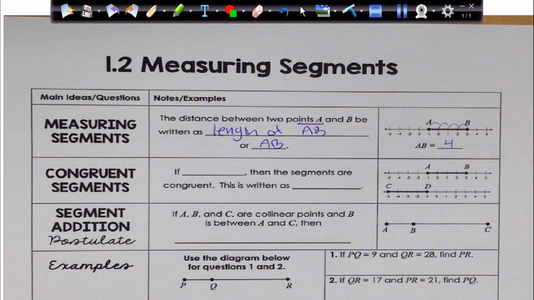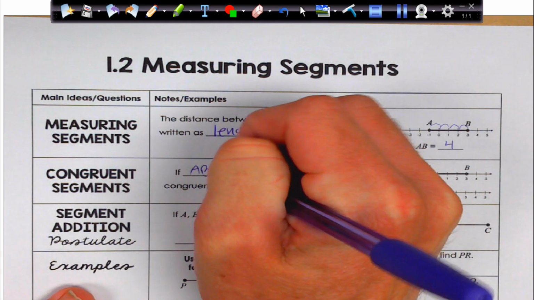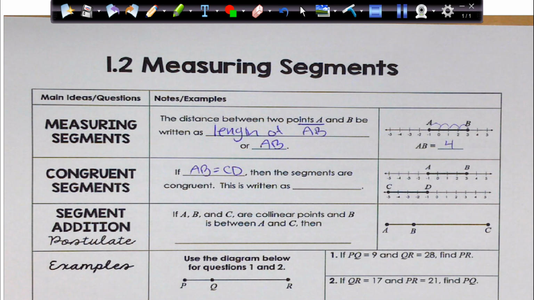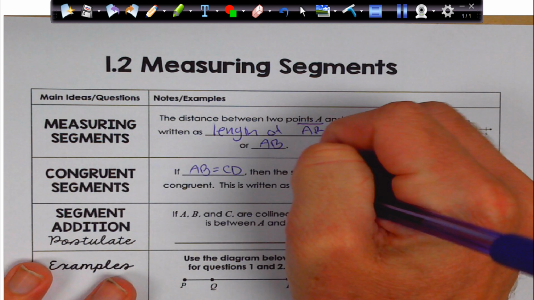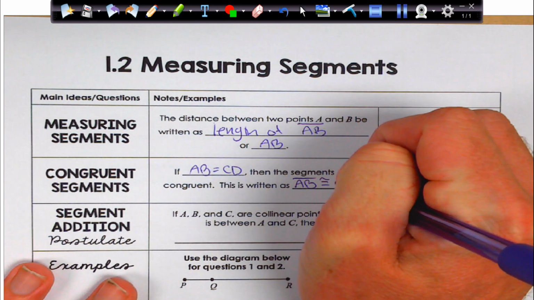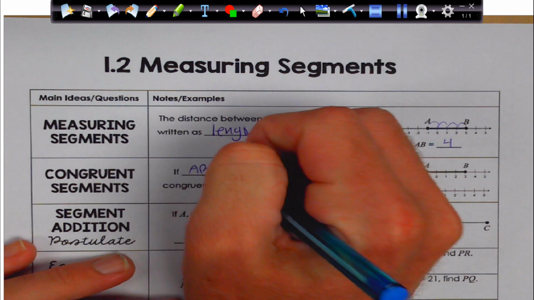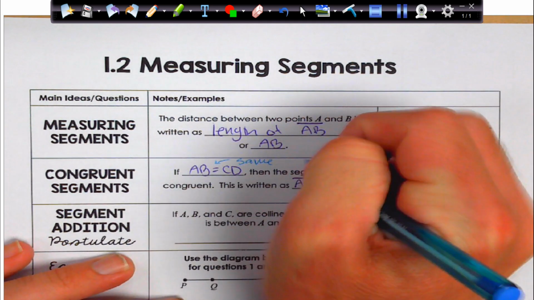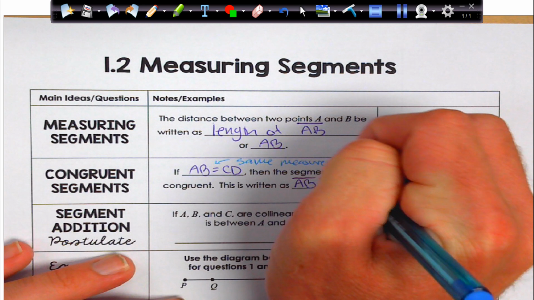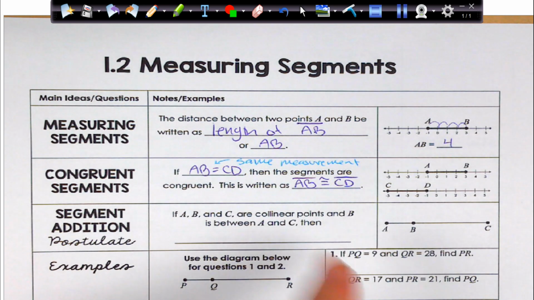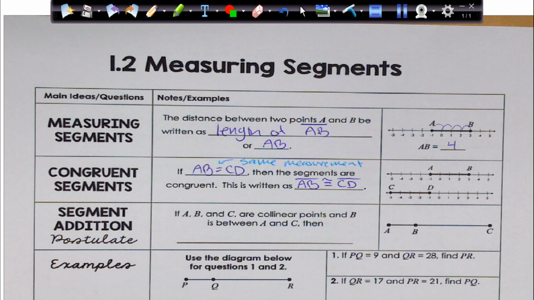Congruent segments. If AB is equal to CD, then the segments are congruent. And this is written as AB segment is congruent to CD segment. So basically what we're saying is this equal sign right here is referring to the same measure. So they have the same measurement, like AB is 4 and CD is also 4. So they have the same measurement, and this then allows us to say that we have congruent shapes.